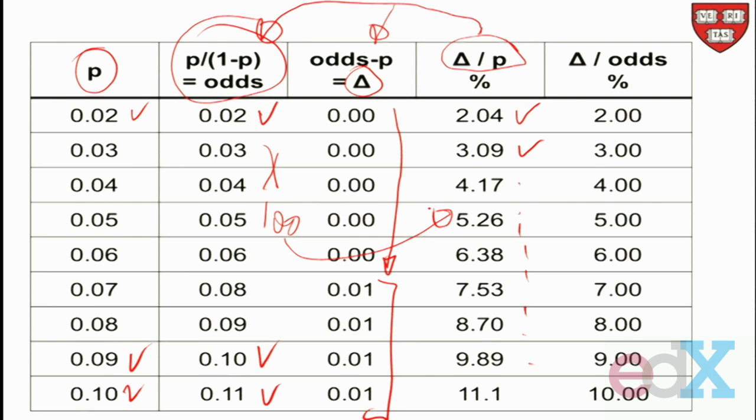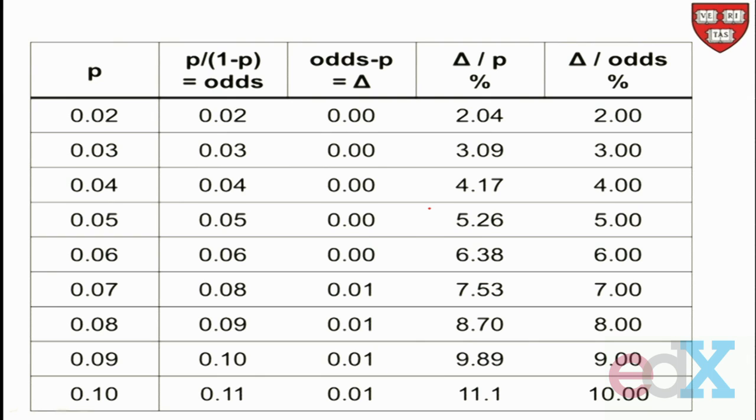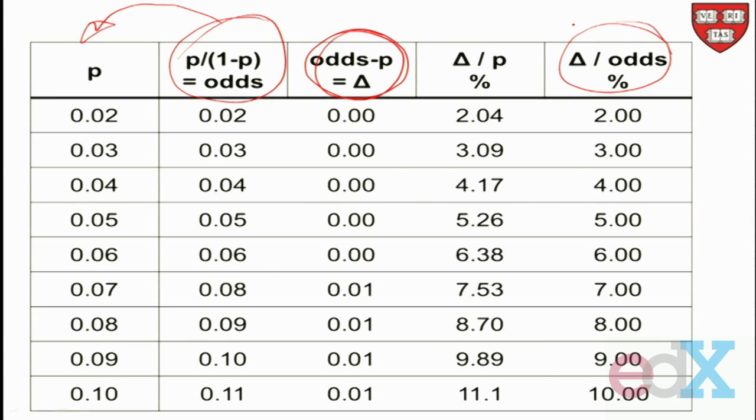On the other hand, if you are trying to approximate the odds by the probability, then as a measure of error, you might want to look at the difference divided by the odds, and you get your relative error that way. And here it is. This column gives you that relative error. So it's 2%, 3%, 4%. It's 5% down to here.